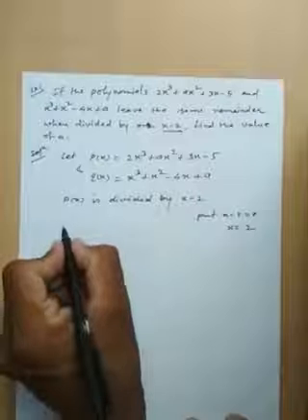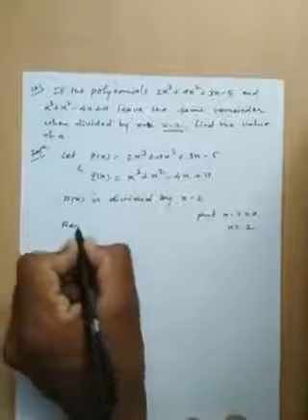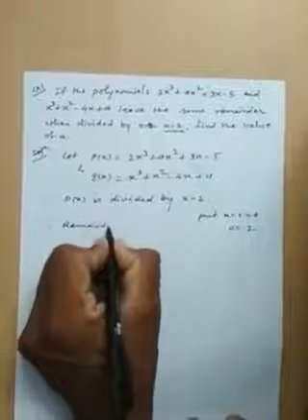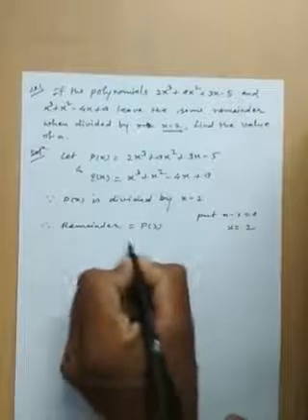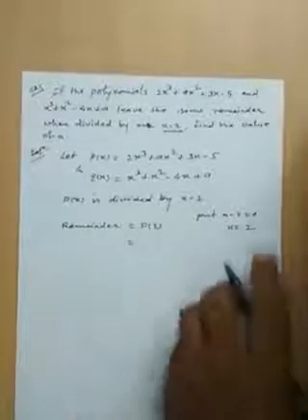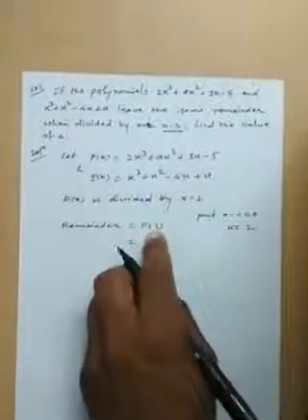So p(2) is the remainder. Therefore the remainder is p(2), because p(a) is the remainder. In place of a, here 2. So p(2) is the remainder for the first polynomial.